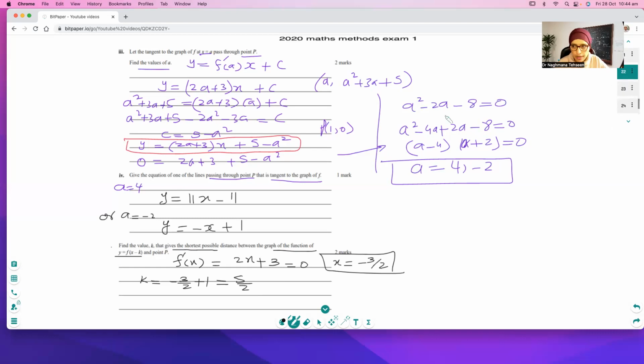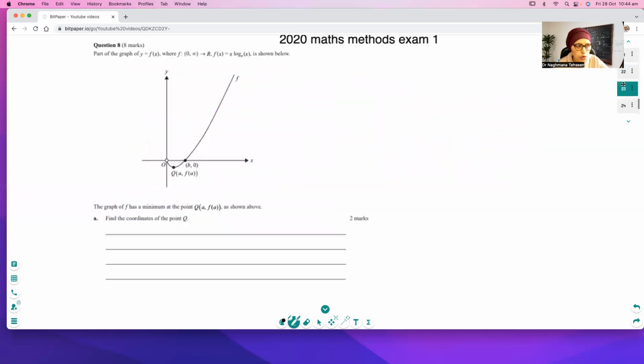Okay, so now we have question number 8. Part of the graph is given with this log graph, from 0 to infinity. The graph has a minimum at this point. Find the coordinate of the point Q. So the graph has a minimum. What does that mean? That means we need to find the stationary point. And we say f dash of x is equal to x log e x.